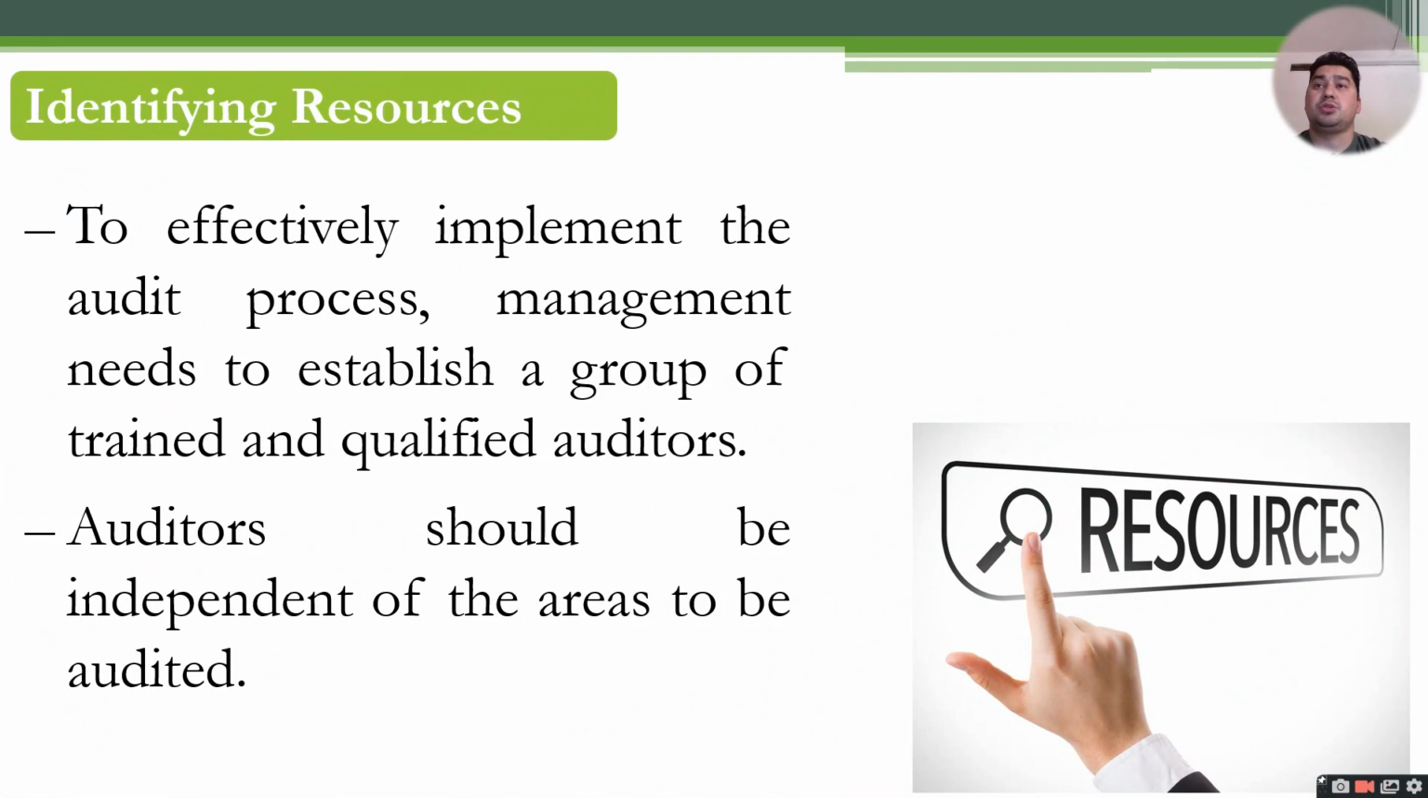Now, identifying resources. To effectively implement the audit process, management needs to establish a group of trained and qualified auditors. For internal auditors, to make sure your audit is proper, first of all you have to give the resources. Resources are auditors, people. You have to properly identify who is qualified and trained for auditing purposes.